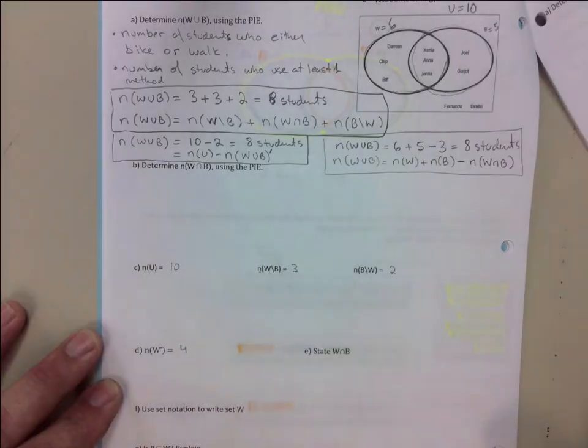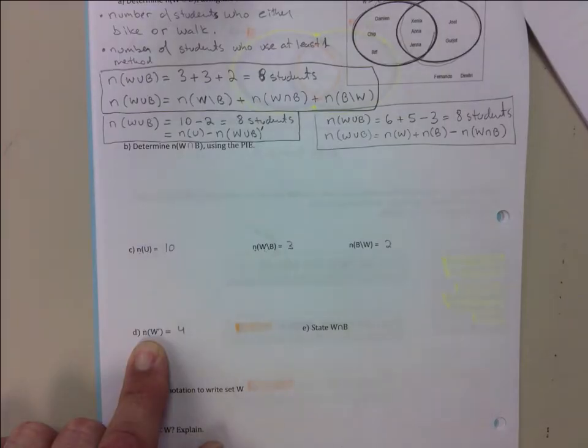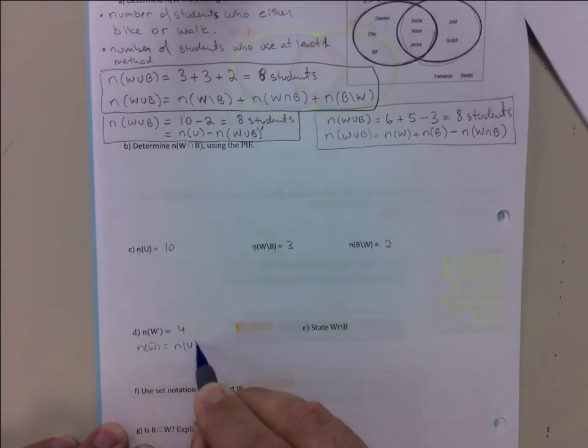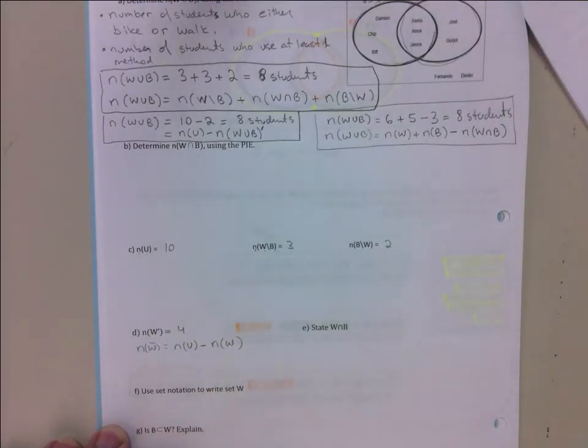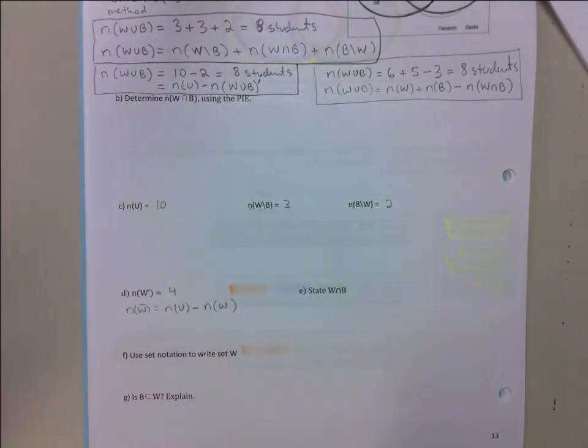I would like you to, okay, this is a common one. What do we call not? What is not W? It is the complement, correct? I want you to think of N not W. I want you to take the universal and take away whatever is in W. Remember that one? I hope you do. If not, today is another day.